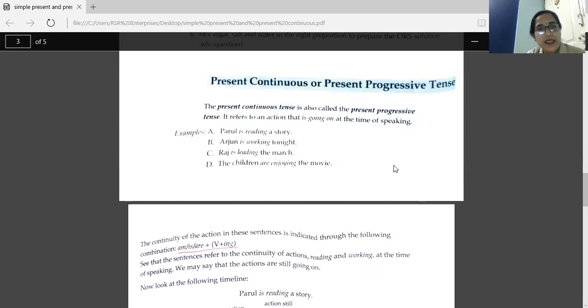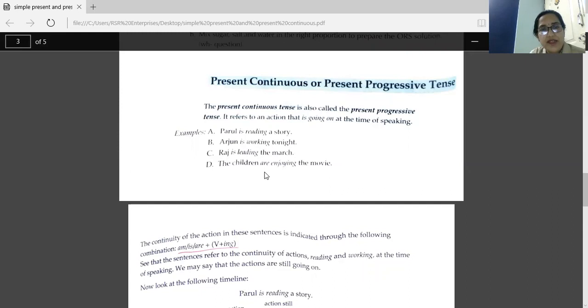That is present continuous tense. Now see these examples. Parul is reading a story. So it shows is reading. It is present continuous tense. Arjun is working tonight. That means at the time of speaking, it is going on. So is working, present continuous. Raj is leading the march. So is leading shows it is present progressive tense. The children are enjoying the movie. At the time of speaking the action is going on. So are enjoying, it is present continuous tense.